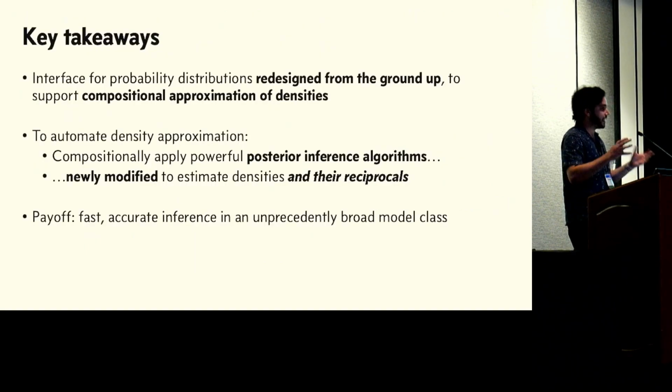So the key takeaways here are that we've taken the sample density interface for probability distributions and we're proposing a replacement for it that supports better compositional approximation of densities. And the second key takeaway is that in order to automate that interface for programs compositionally, we need to compositionally apply these posterior inference algorithms that our community has been developing for decades, but newly modified to estimate densities and their reciprocals. And finally, the payoff is fast, accurate inference in an unprecedentedly broad model class.